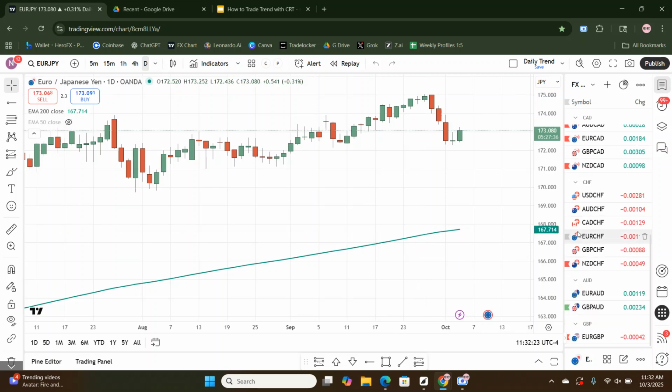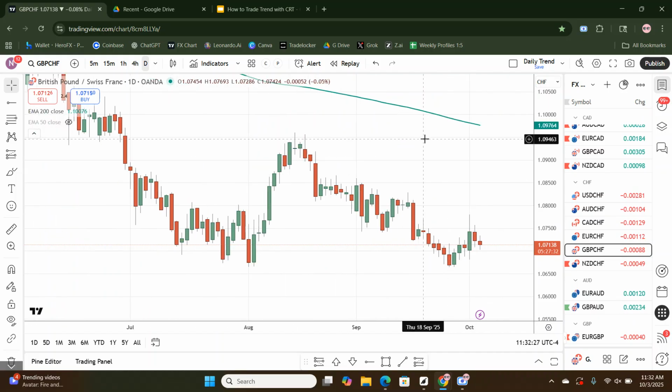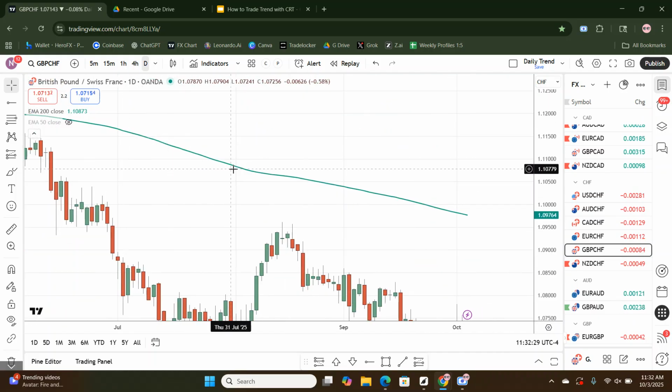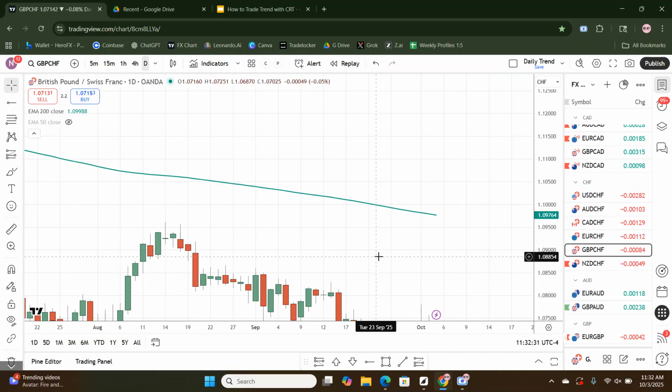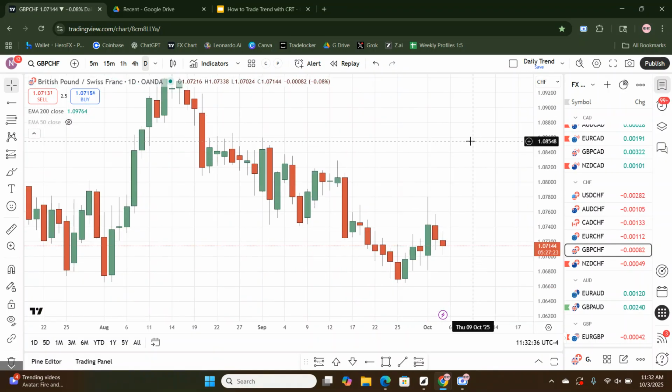Let me go down to like Swiss. Okay, here we go. Swiss. Perfect. All right. So see here, this is the 200 EMA on the daily chart. So I'm looking for price to go above a prior day high and then close back inside of it.